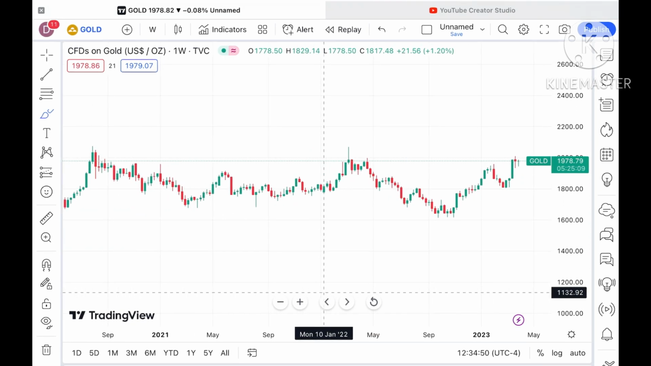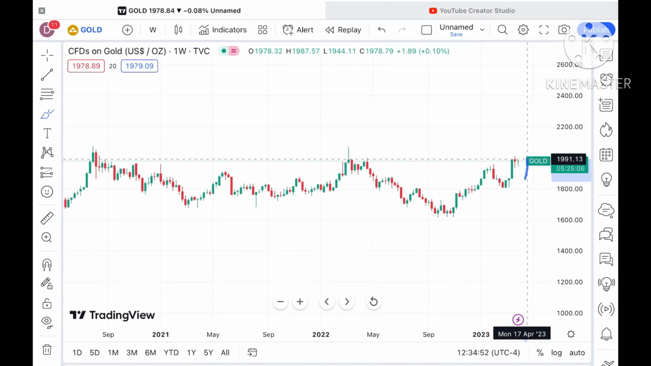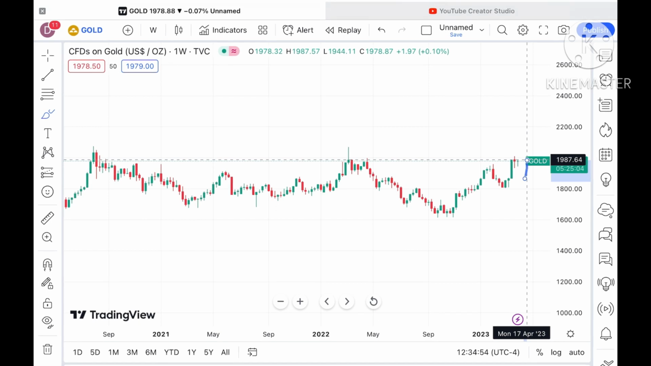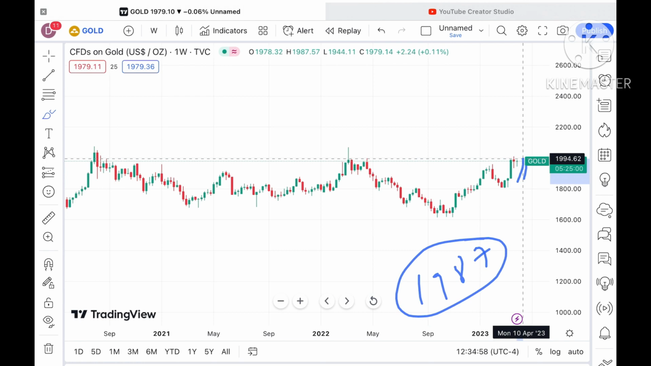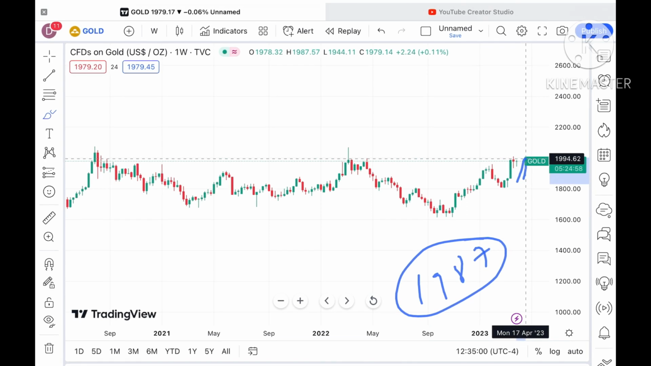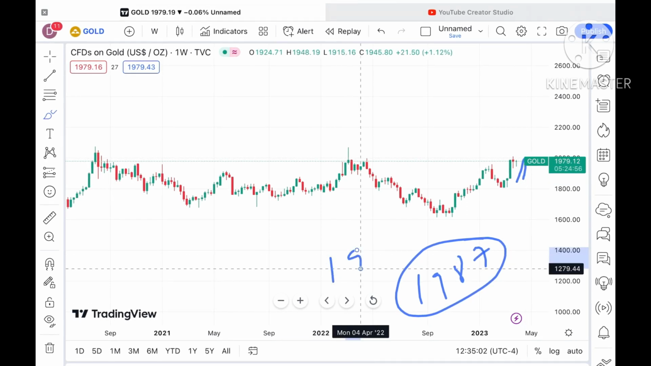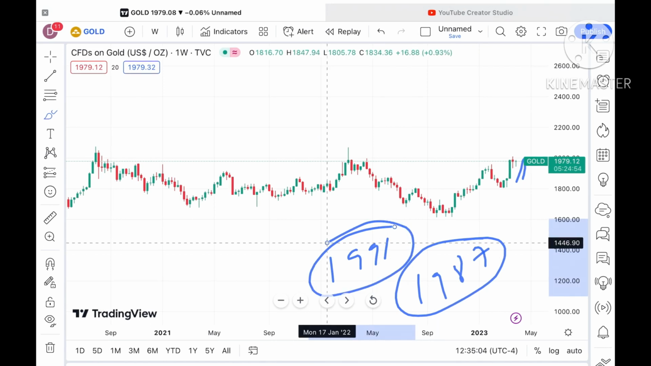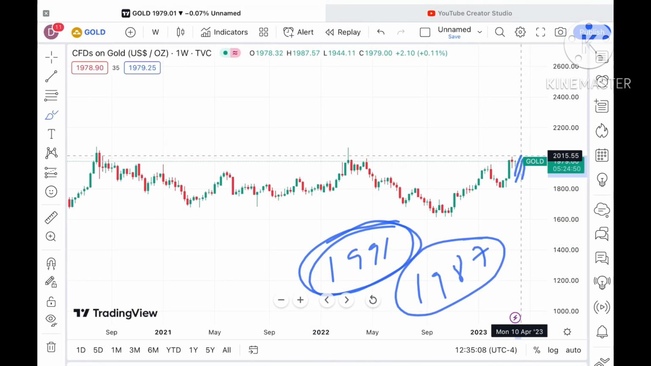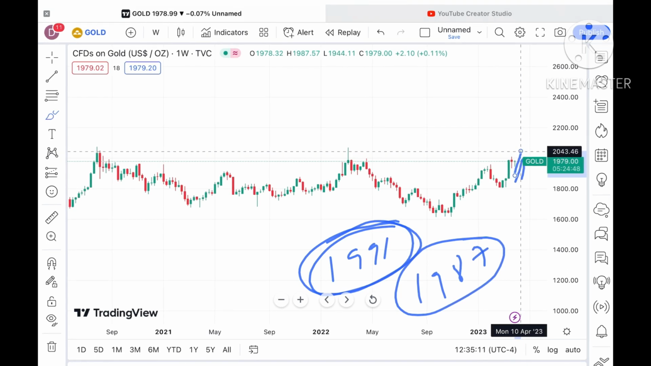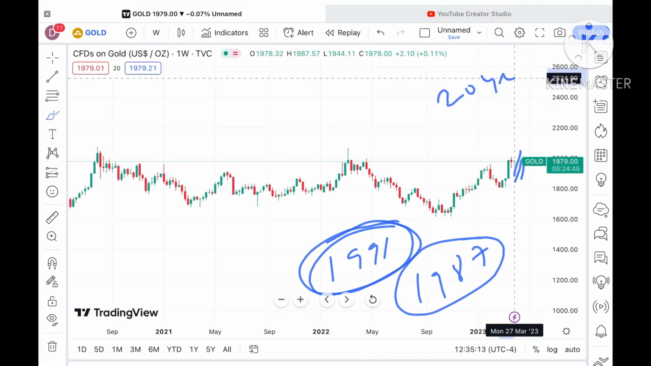Suppose the price sustains this particular level, this is the level where 1987 is a weak resistance, so chances are very high it can go further upside. And the probability of touching 1991 is there. This 1991 is again a weak resistance, so chances can be high that it can cross this level and go towards a level of $2043.